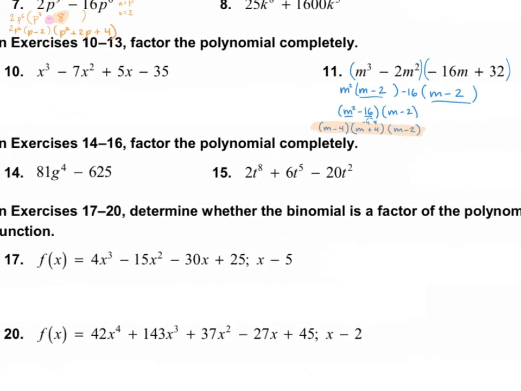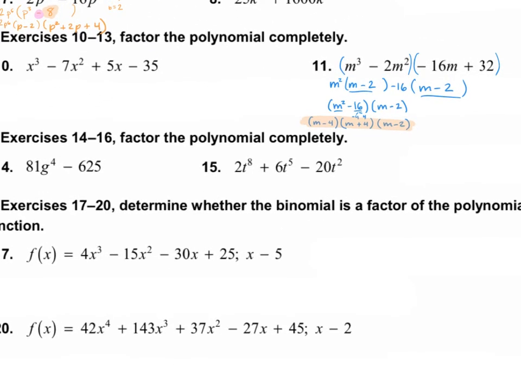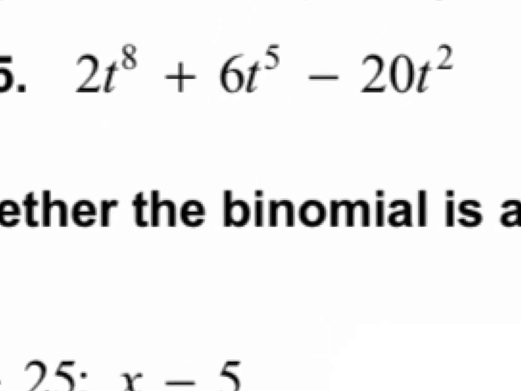All right, let's look at 15. Again, we are factoring completely. What's the first thing we should do here? We can take out a 2. What else can we take out? t squared. So we're taking out 2t squared from everything. So what are we left with? Awesome. t to the 6 plus 3t cubed minus 10.